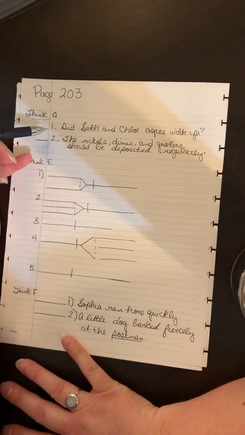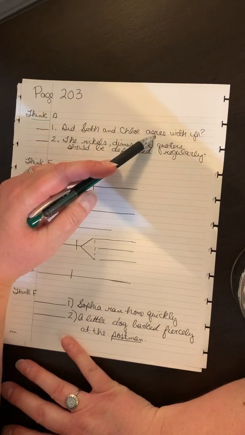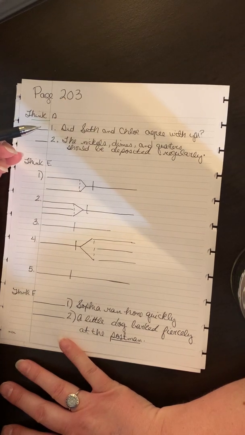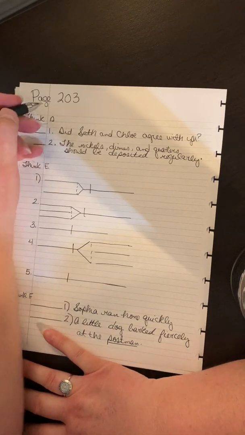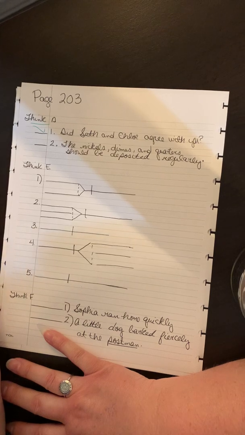If you look at number 1, did Seth and Chloe agree with you? Is this a compound subject or verb? Yes, it's a compound subject, Seth and Chloe, so it gets a check. Does it have any adverbs? No, it does not.